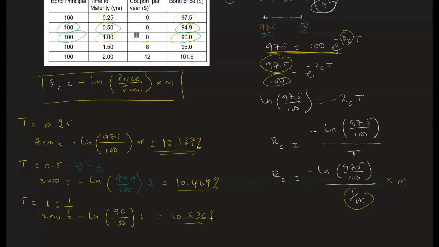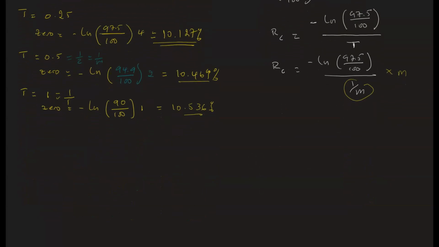So if we are to expand and start building our zero table, it is going to be something like this. For t at 0.25, the zero is going to be 10.127%. For t at 0.5, the zero is going to be 10.469%. And for t equal to 1, our zero is going to be 10.536%. That's what we have so far, but we're not done, right?